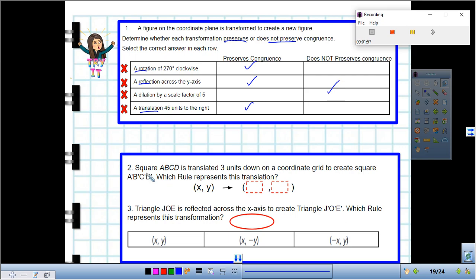Square ABC. Translate, that means to slide, 3 down. It just goes straight down. Okay, so we go x minus 3, and then y stays the same because it doesn't say anything about going up or down.